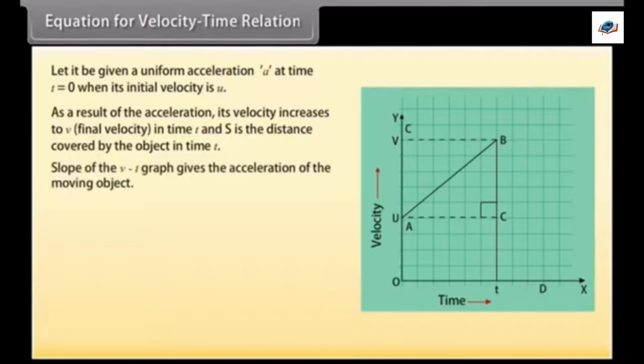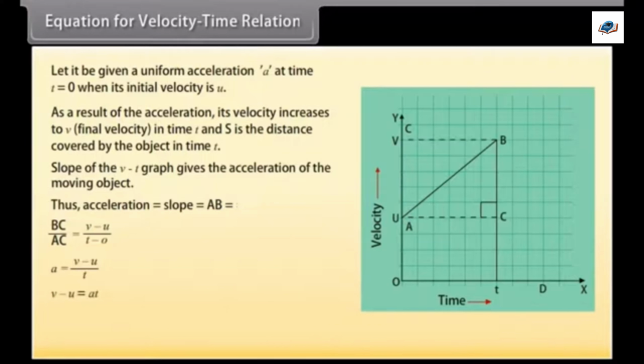Slope of the v-t graph gives the acceleration of the moving object. Thus, acceleration is equal to slope, which equals AB upon BC upon AC, which is equal to (v minus u) upon (t minus 0), where a is equal to (v minus u) upon t. This gives v minus u equal to at, v equals u plus at, which is the first equation of motion.